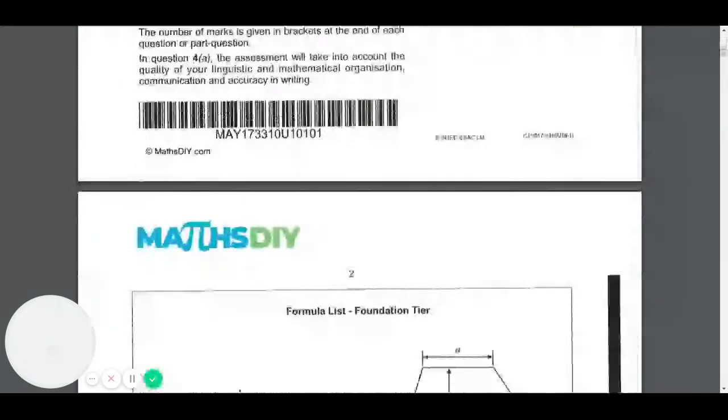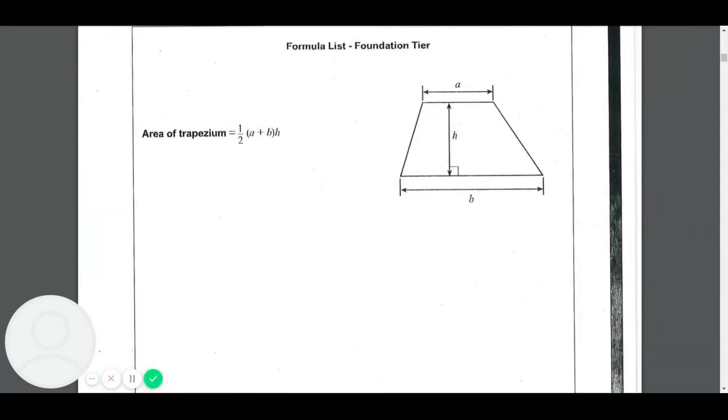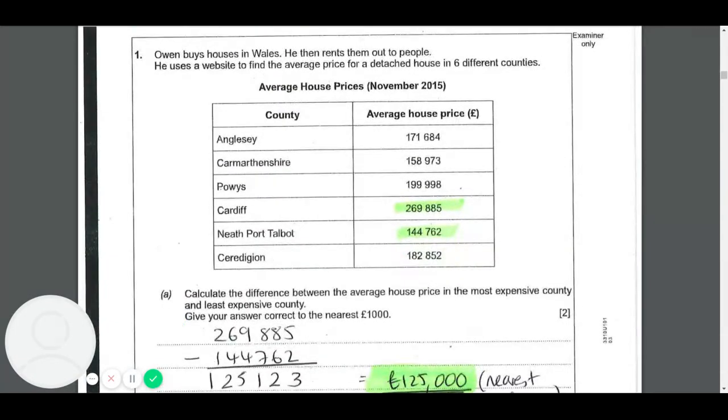So, first thing to note is that this first page has a formula list. This is not a question. If there's a question about a trapezium, then this will be very handy. Okay, so Owen buys houses in Wales, he then rents them out to people. He uses a website to find the average price of a detached house in 6 different counties. It's always important to read the question first.